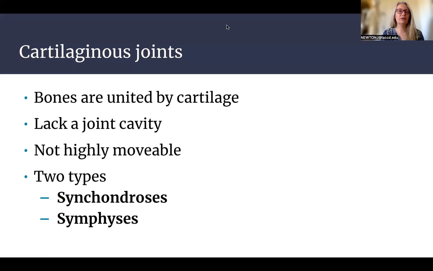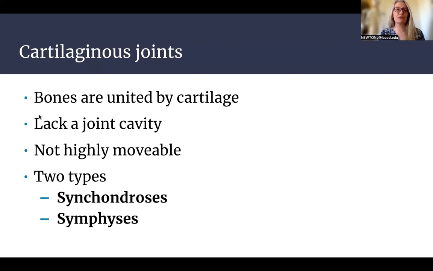Okay, so now we will look at the cartilaginous joint. This is our second category in the structural classification. As the name would suggest, a cartilaginous joint is where we have bones that are united by cartilage. With the fibrous joints, they were united by a long run of fibers. Here, cartilage is the unifying connective tissue.